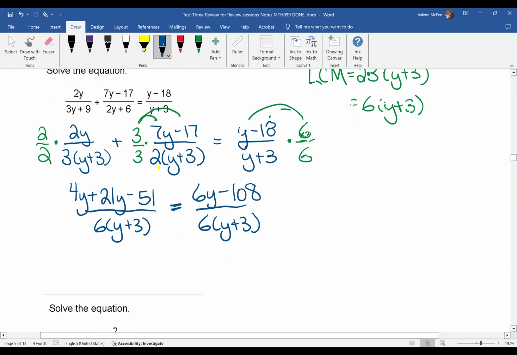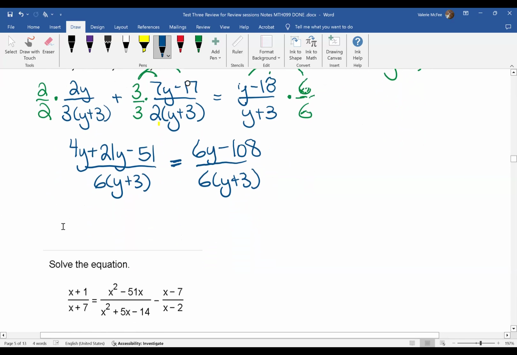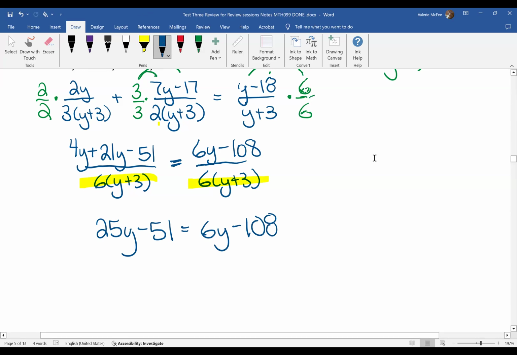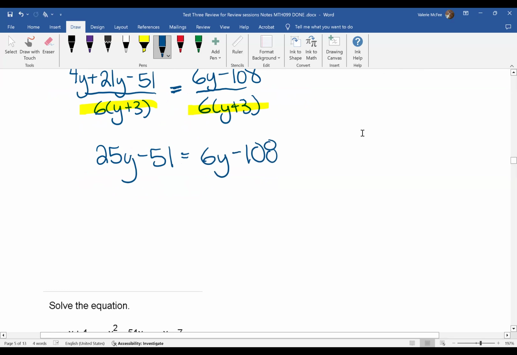When you're solving an equation and the denominators are the same on both sides, we can ignore them. And we can go ahead and just say that our numerators are equal to each other. So I'm going to ignore the denominators. Let's see, 25y minus 51 equals 6y minus 108. Now I can put my y's on one side, my numbers on the other side.